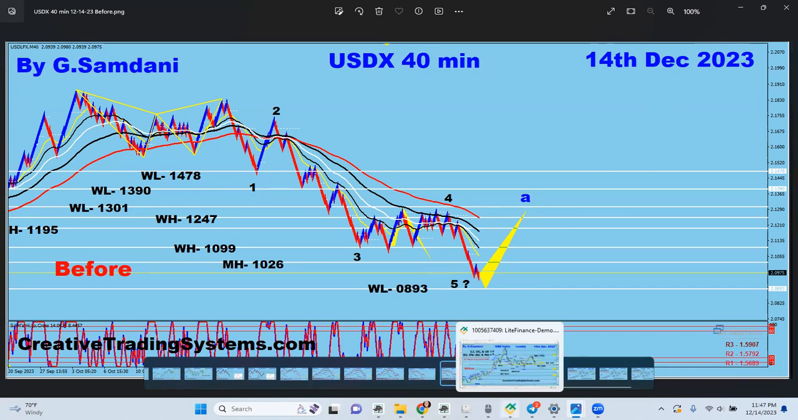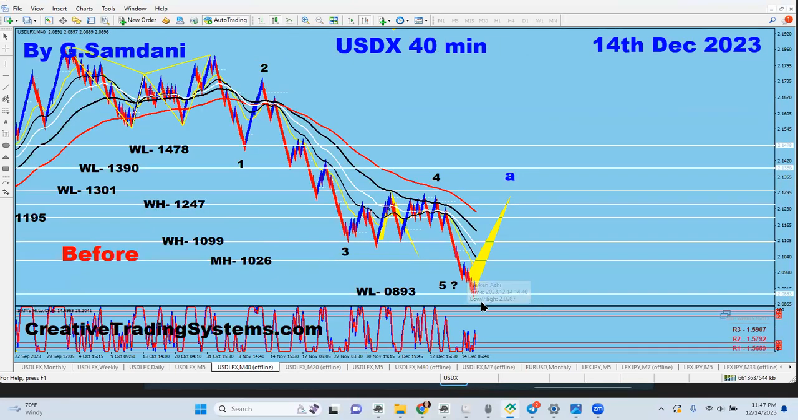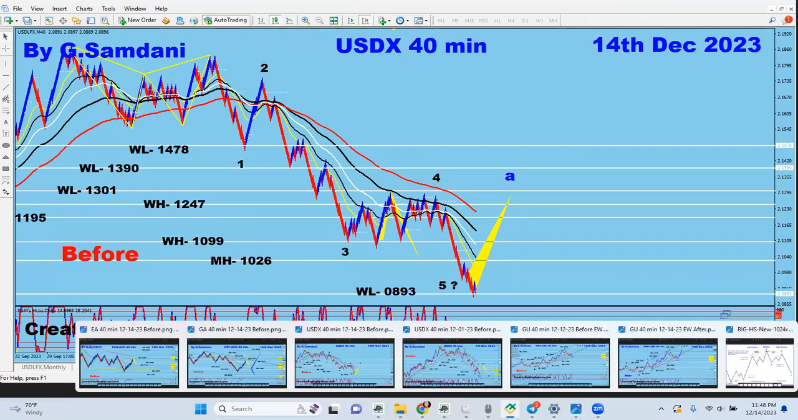Now let's go and take a look at the live chart. So far, this is what happened. So it came down already and is finding support here, 0893, right? So let's see if it's going to go up. Now, what will happen if it is going to go up? Now, let me go back to this chart again.